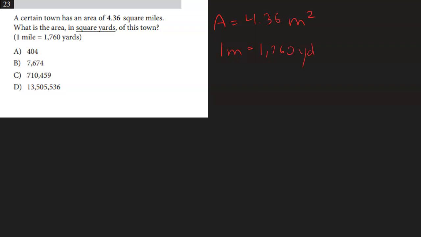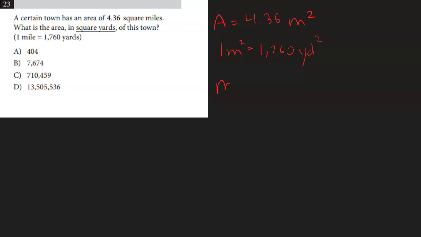But they're asking, what is it in square yards? So what do we need to do? We need to get this m to match that m to find the amount of square yards that go into a square mile. And so what do we need to do? We need to square both sides. Get those into yards squared and miles squared, because you need them in the same unit to properly measure them.